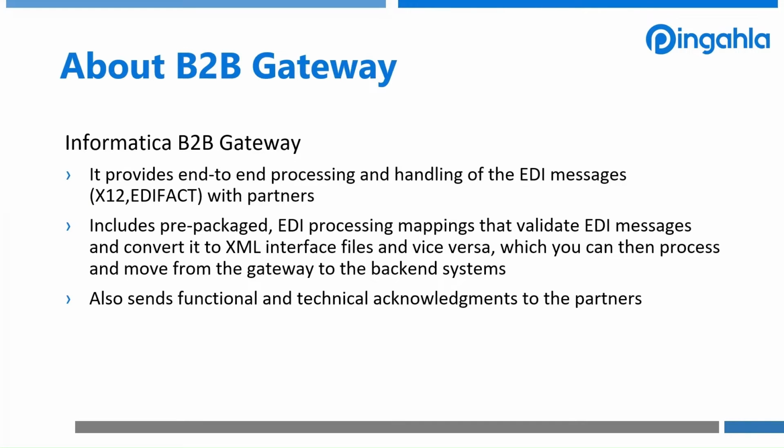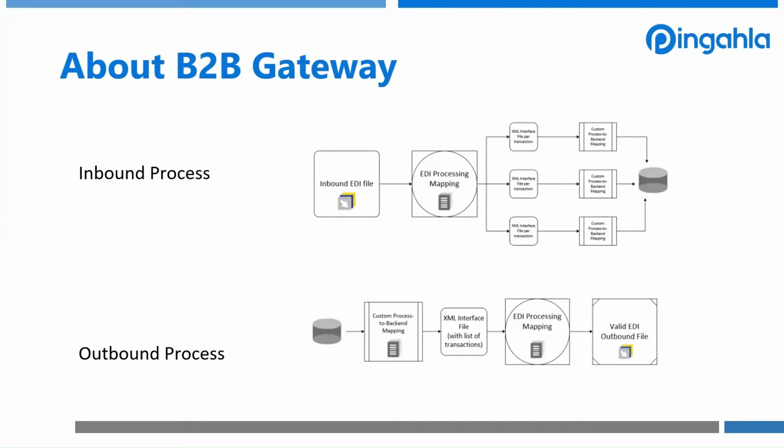Let's look at the flow of both inbound and outbound process. So for inbound, the source file is the EDI file. Once the EDI file arrives, the inbuilt EDI processing mapping runs and it validates the EDI file and converts it into XML and places it at the document store. And then we can have custom process to backend mapping, which can further process these files and store it at the required location.